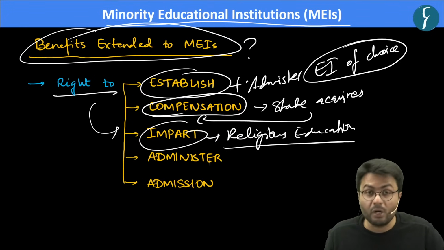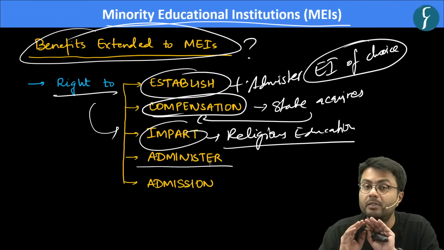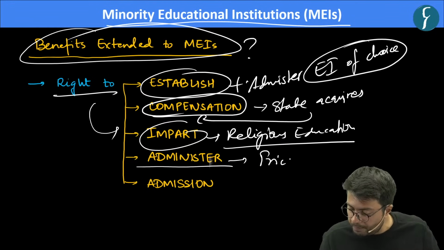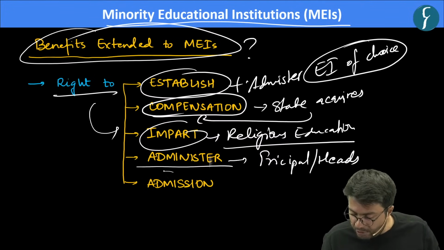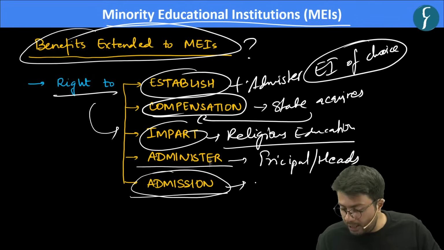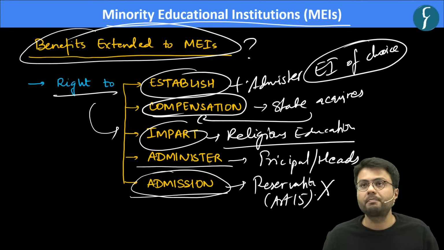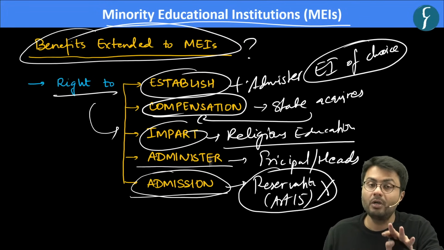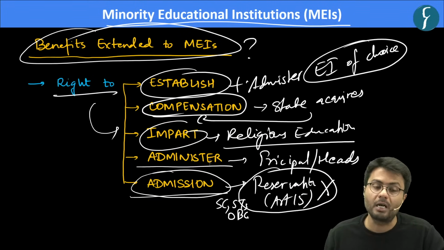Further, these minority educational institutions also have a right to administer themselves based on their own choice. By right to administer, I mean that these institutions are free to choose principals or heads of these particular institutions. Further, these institutions have some rights as far as admitting students is concerned. Most important, these institutions are not subjected to reservation under Article 15 of the Indian Constitution. Hence, they are not required to reserve seats for socially or educationally backward communities in India, that are Scheduled Castes, Scheduled Tribes, as well as Other Backward Classes.